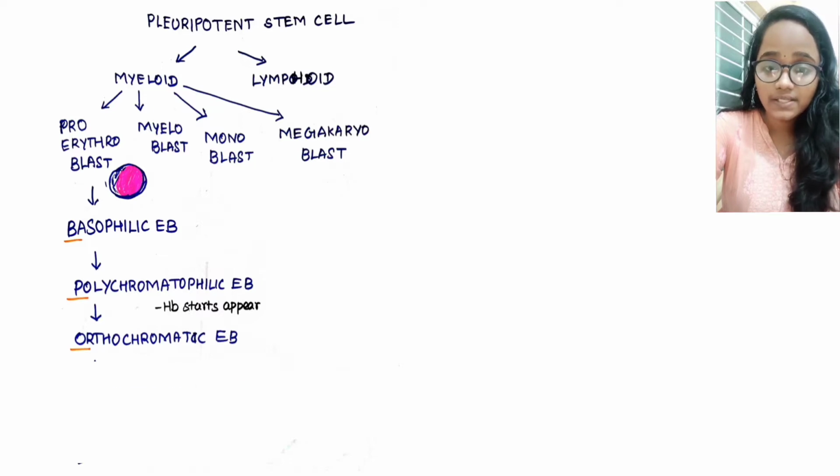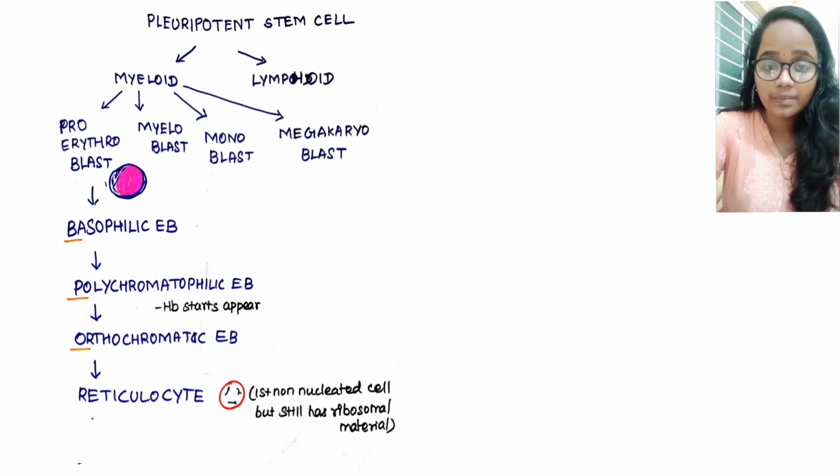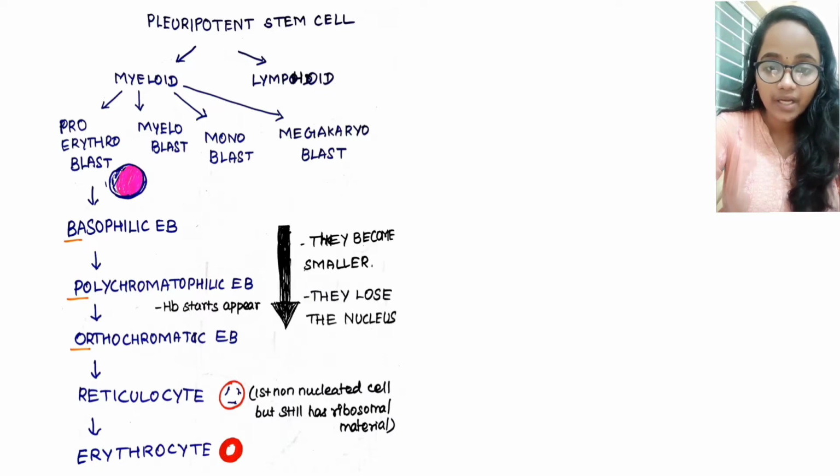So reticulocyte is the first non-nucleated cell in this series, but it has some nuclear remnant with it. After that, erythrocyte, which is the mature RBC. From above down, cells become smaller in size and they start to lose the nucleus.